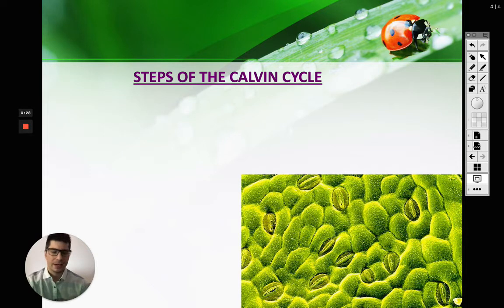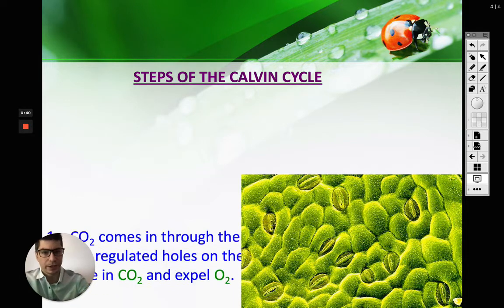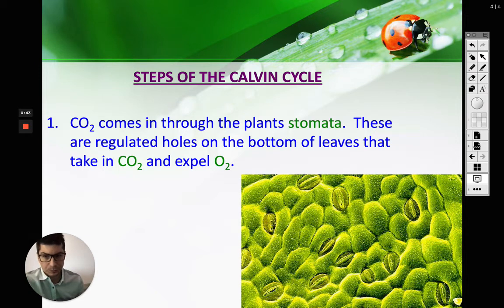Now, in the end of it, we formed this molecule called PGA. Another name for that molecule is G3P, which we'll talk about in the notes. Okay, I just want to make sure you guys knew that. But anyway, steps of the Kelvin cycle.